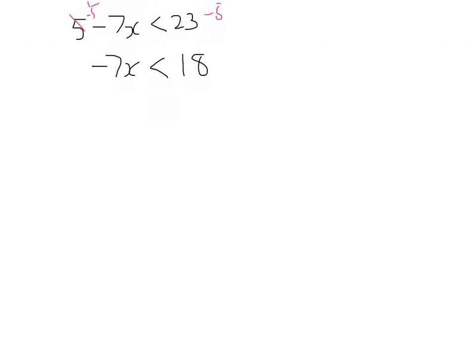Next, what we need to do is divide both sides by negative 7. If we're multiplying or dividing by a negative number, then that's going to change the direction of the inequality. So these negative 7s will cancel down, but that means x will now be greater than negative 18 over 7, which will be the answer to that one. The key little trick here is we've divided by a negative, which means we have to change the direction of the inequality. So x is greater than negative 18 over 7.